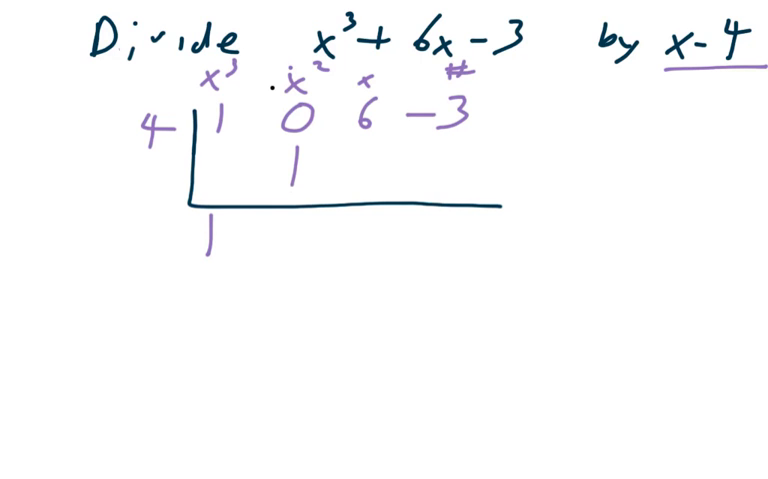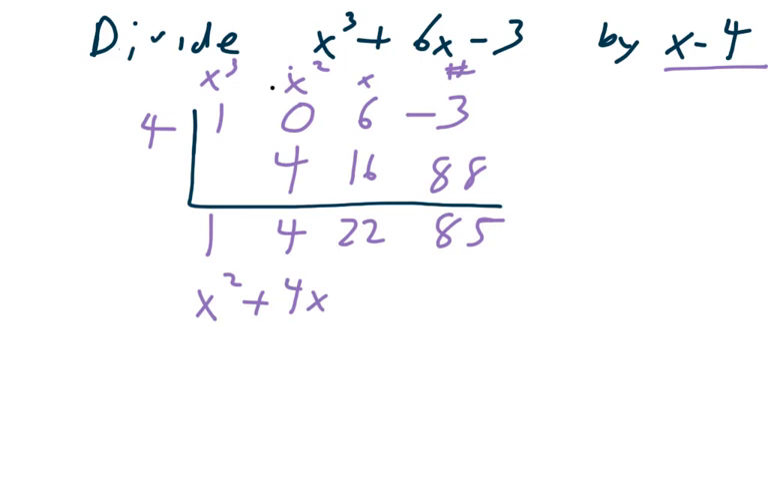So 1 times 4, 16, 22, 88, 85. So my answer would be x squared plus 4x plus 22 plus 85 over x minus 4.